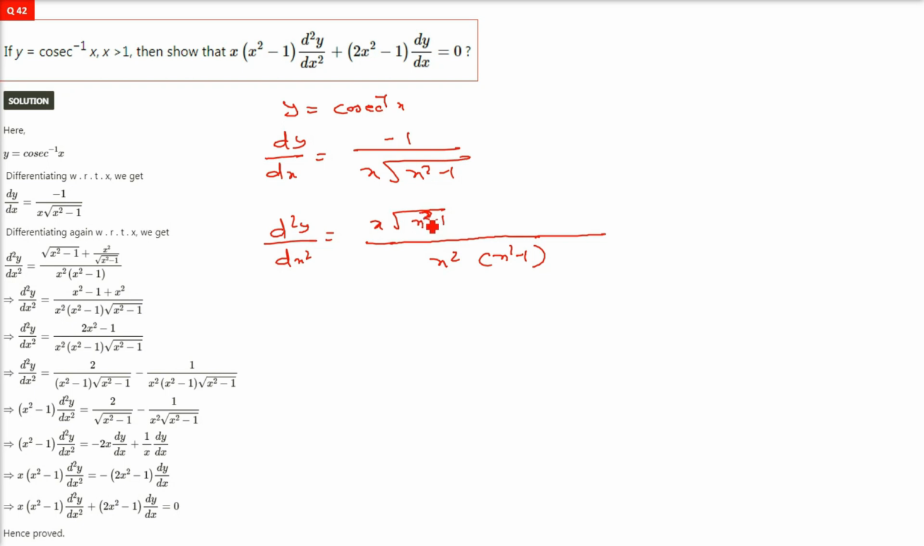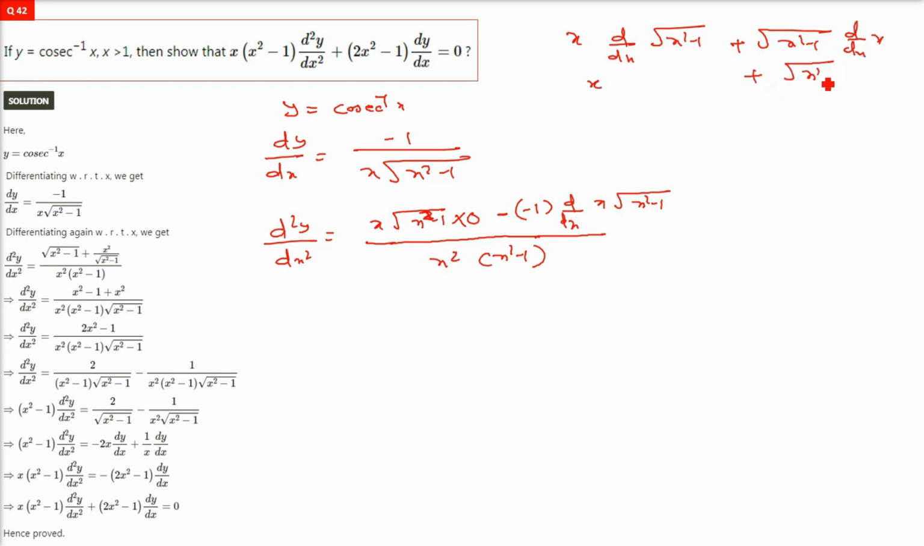Differentiation of negative 1 is going to be 0, so let me just write 0. Constant differentiation is always 0. Then you have minus, differentiating this, x under root x square minus 1 will remain like that. So d by dx of x under root x square minus 1 we have to do. Let us do it now. I am using the product rule: x into d by dx of under root x square minus 1, plus under root x square minus 1 into d by dx of x, which is 1. So x, plus under root x square minus 1 into d by dx of x is 1.